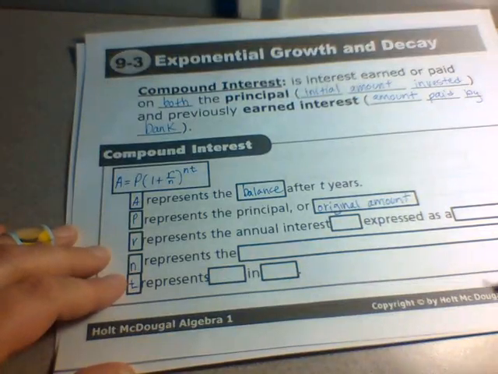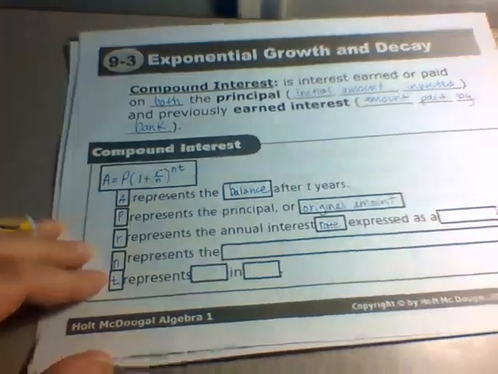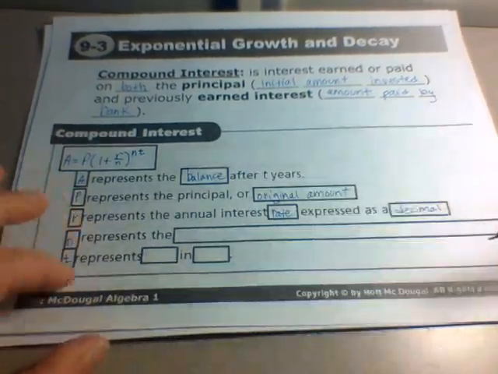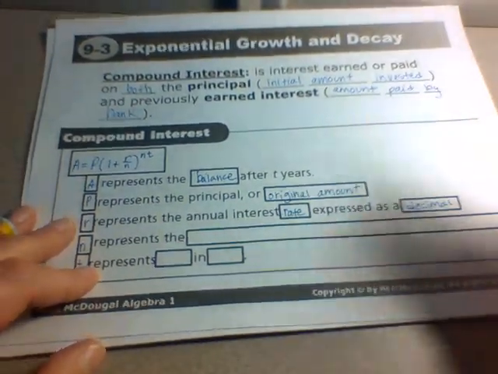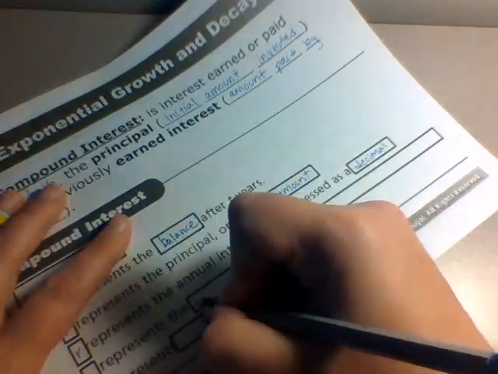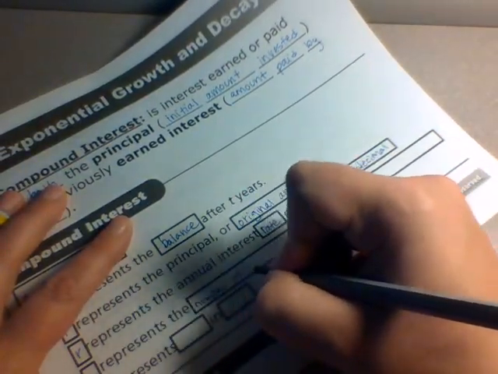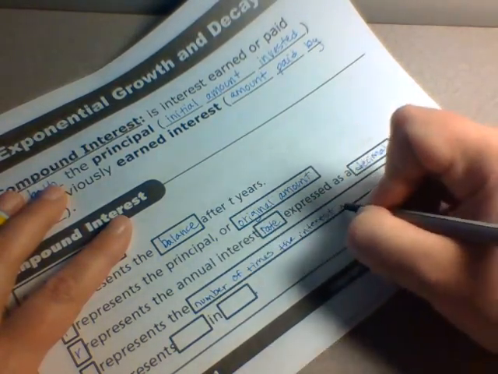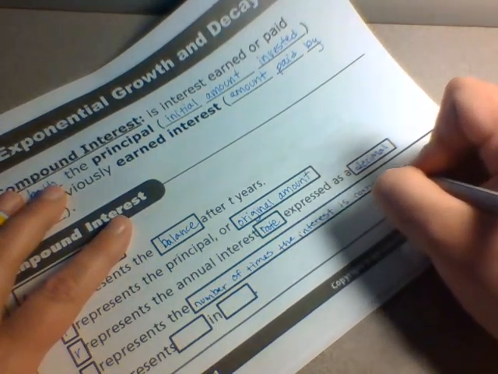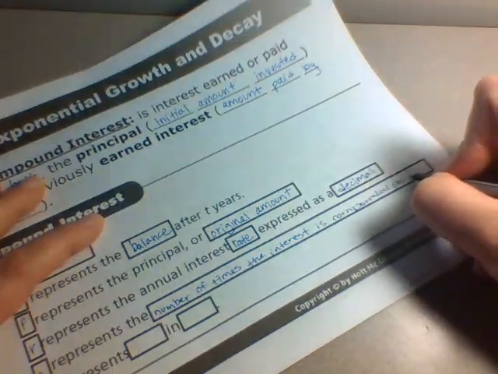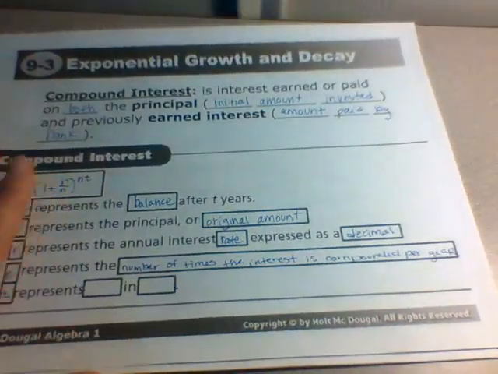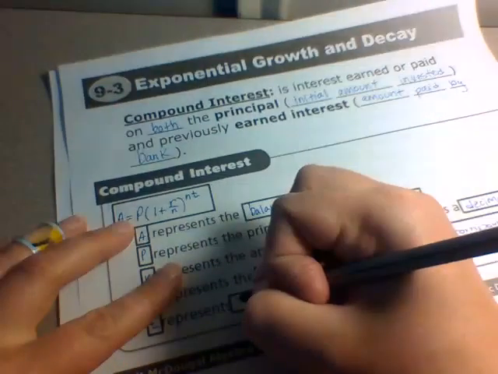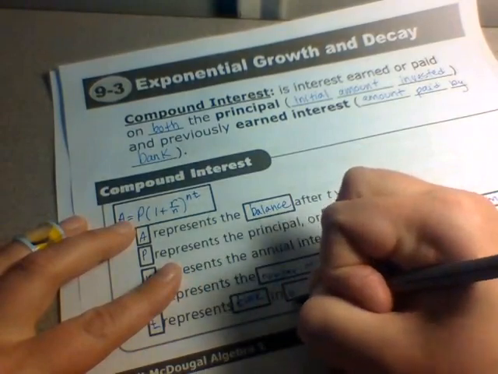R represents the annual interest rate, expressed again as a decimal, as we did in the previous problems. And N represents the number of times the interest is compounded per year. We'll go over kind of how you can determine that value in a second, but that is its definition. And then T represents time in years.